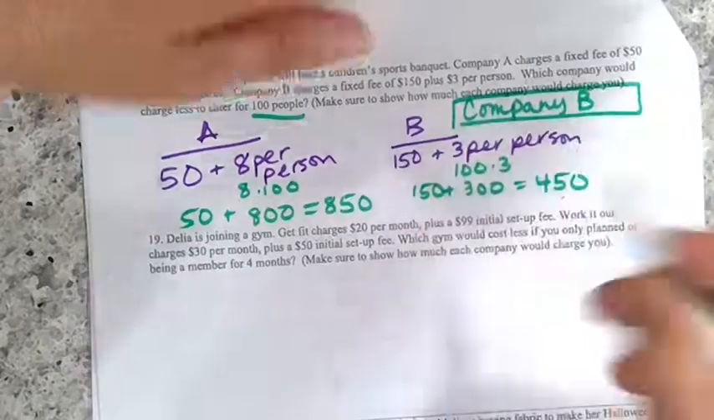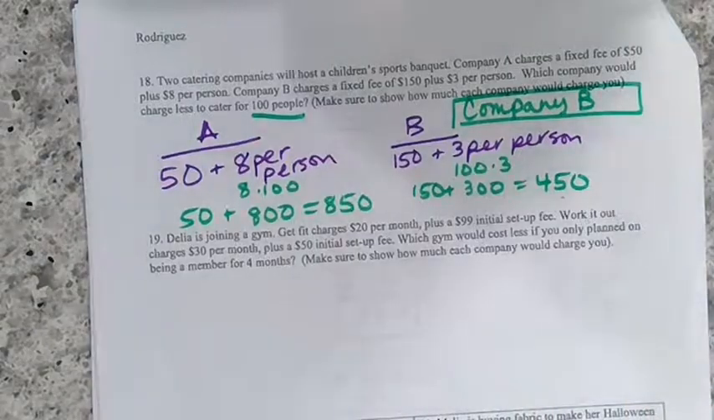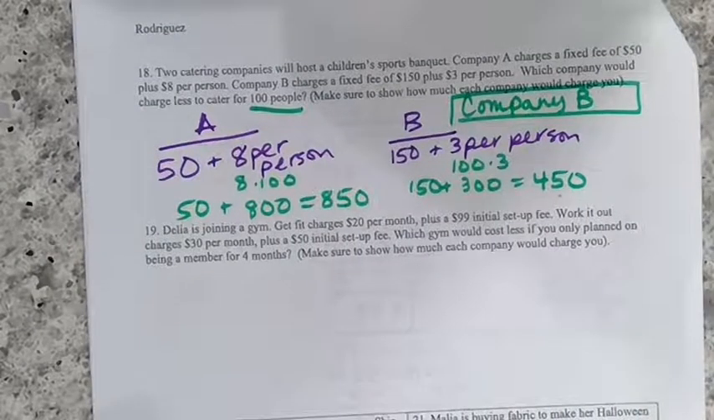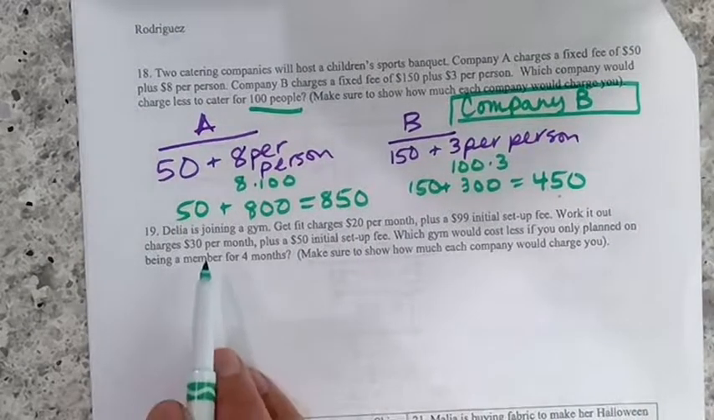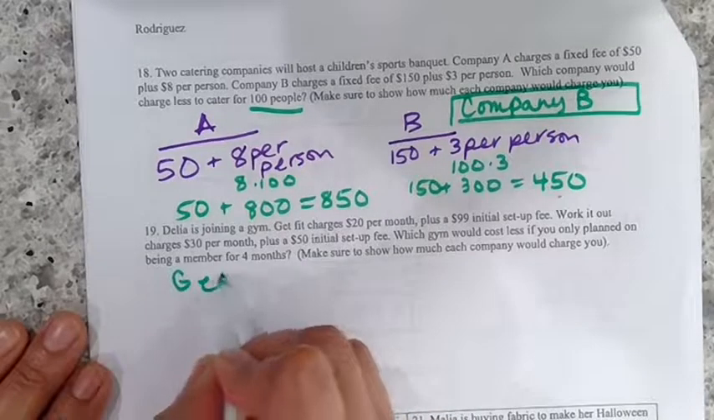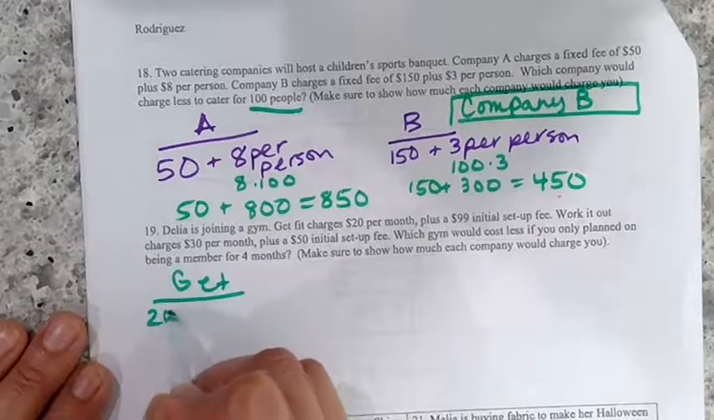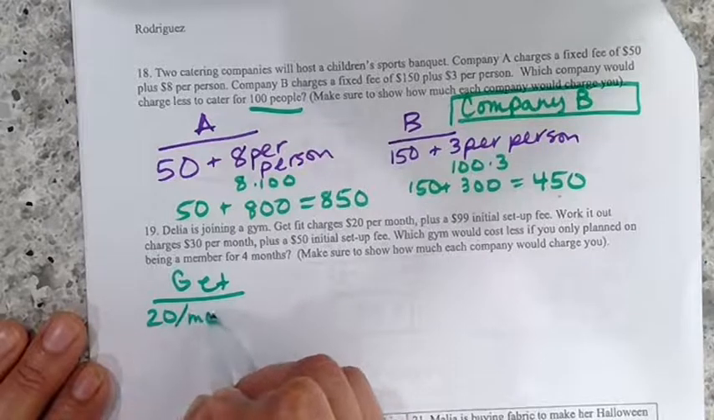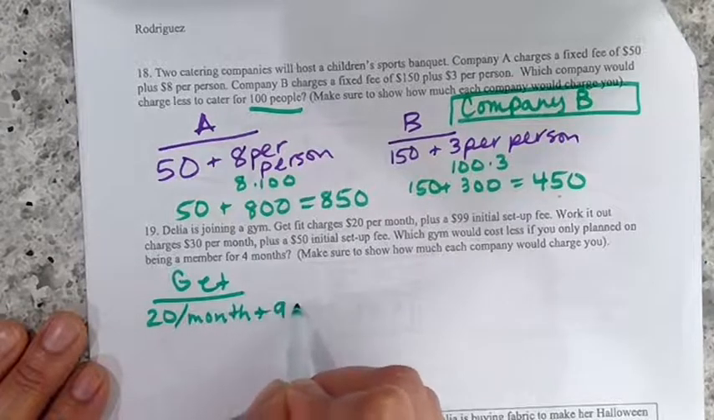Charges less. And you actually want to write a whole answer. Company B would charge you less for 100 people. Okay. Delia is going to a gym. She's going to Get Fit Gym that charges $20 per month and a $99 initial setup fee.